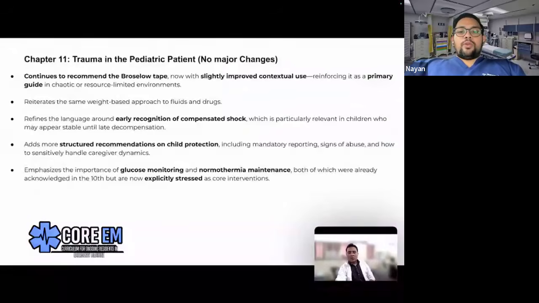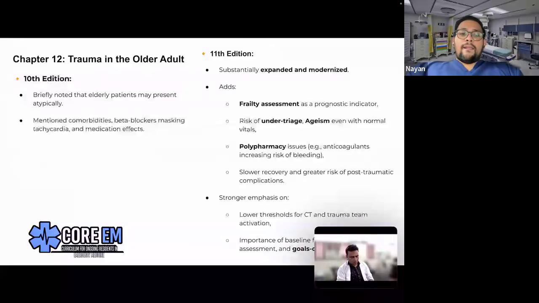Pediatric trauma, there's no change at all. So the same Broselow tape, same thing, with structured recommendations on child protection, early recognition of compensated shock, glucose monitoring, and normothermia. So all of these are there.